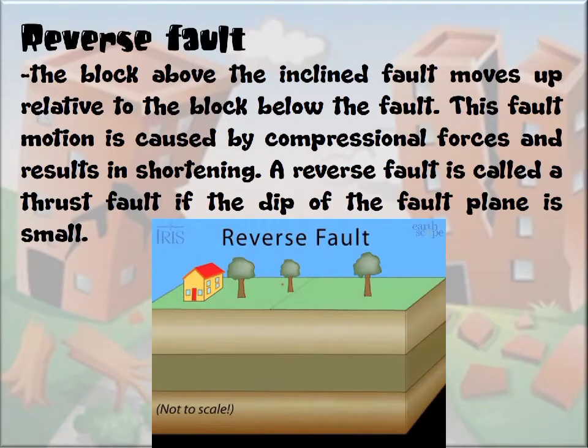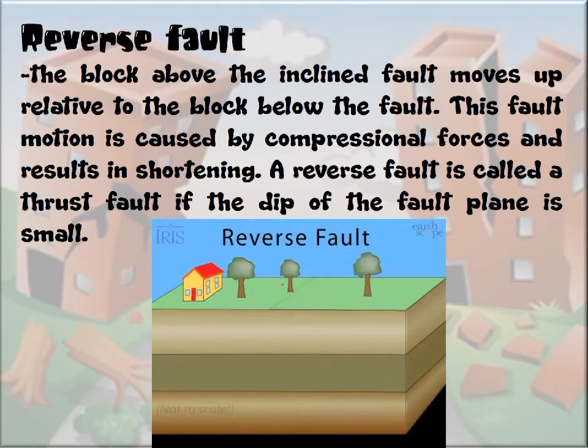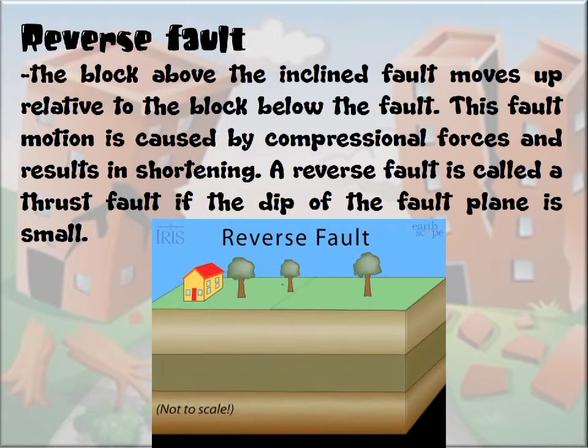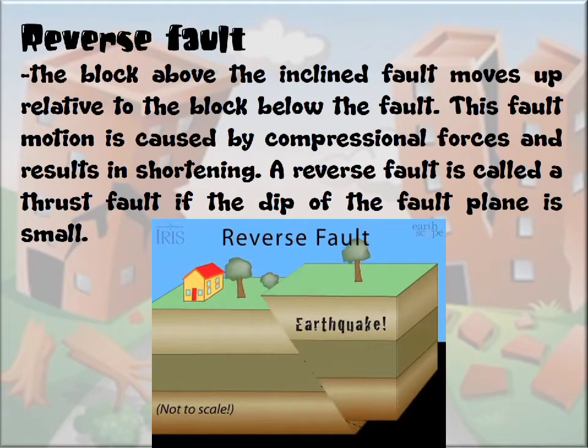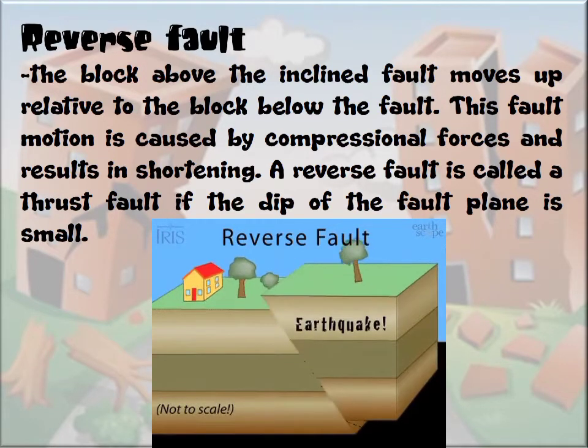Next, we have the reverse fault. This refers to the movement of the Earth's crust where the block above the inclined fault moves up relative to the block below the fault. So this fault motion is caused by compressional forces and results in shortening.